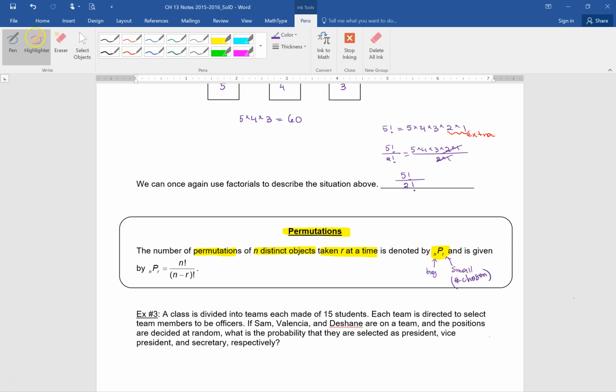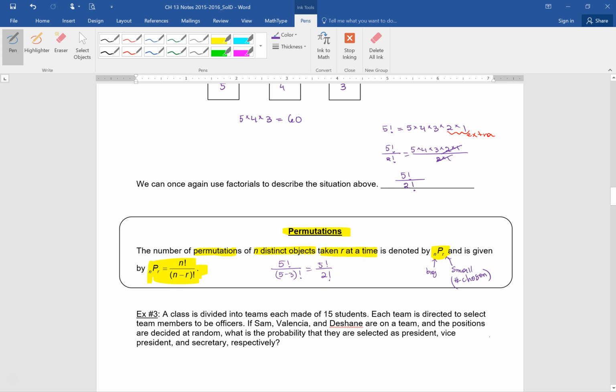And the formula is this. It's n factorial over n minus r factorial, just like we did here, right? We had 5 people. We were going to choose 3. 5 minus 3 is 2 factorial. Okay? So we had n factorial over 5 minus 3 factorial.